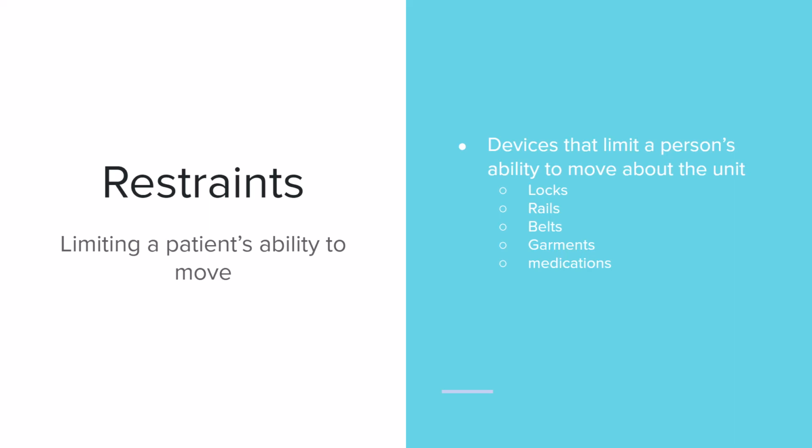Then what can happen, though, is that people can abuse this ability. And so we can look at having locks on doors, rails on a bed, belts to tie people to wheelchairs. Some clothing can also be considered restrictive. Medications, we can medically restrain people with calming medication like lorazepam or something like that. And those are all going to be things that are restraining our patients, and patients have a right to be able to move. Our job as a nurse is to do our best to keep them safe, but we cannot physically restrain them unless we have very specific doctor's orders.